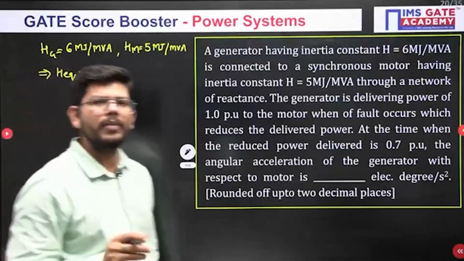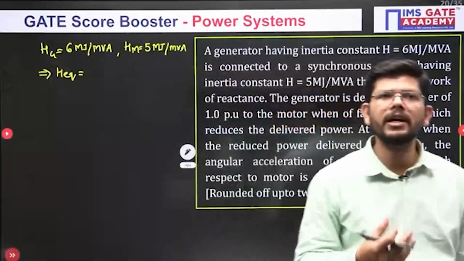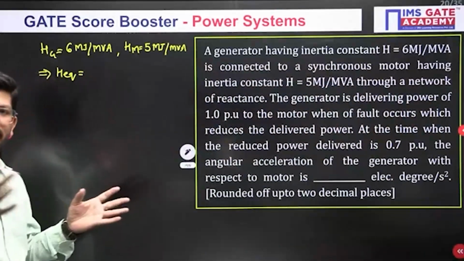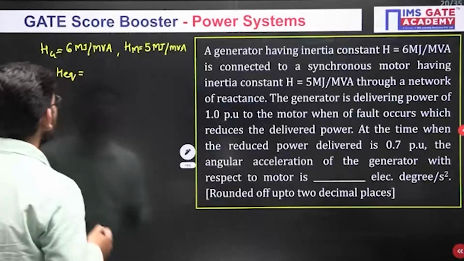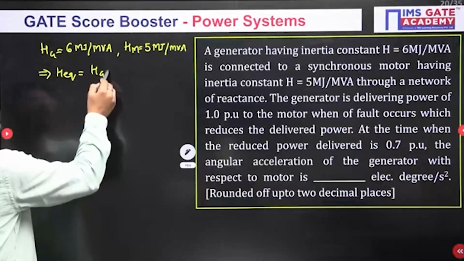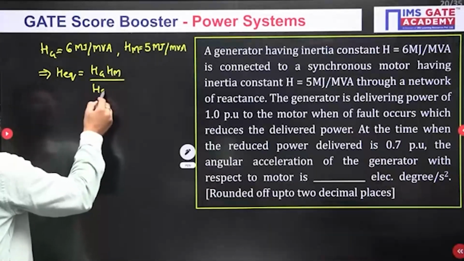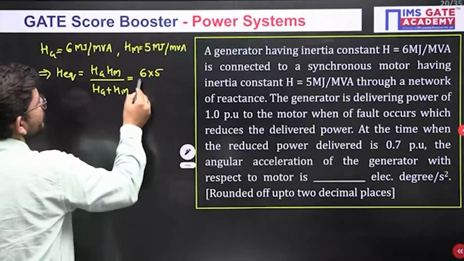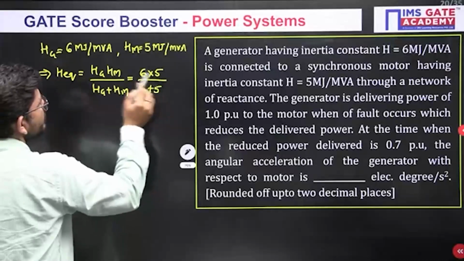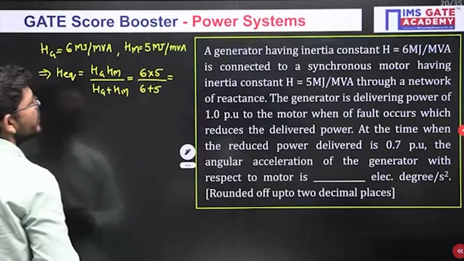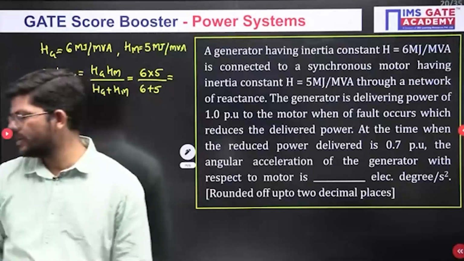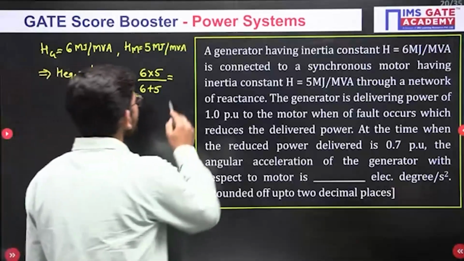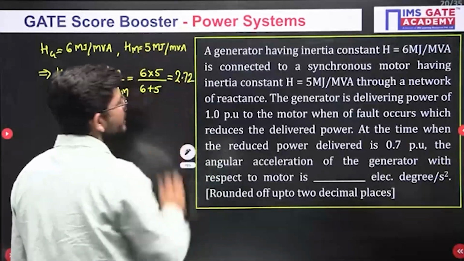If two generators are operating in parallel with different H, their equivalent H will be simply the addition of them, isn't it? But if one generator and one motor are connected together having different inertia constants, then H equivalent will be their parallel combination. Many students will simply add them, and this is where they can make a mistake in this question. So that is not something you have to do here. 6 into 5 upon 6 plus 5, how much is it? It is 2.72. So you will get 2.72 as equivalent H.